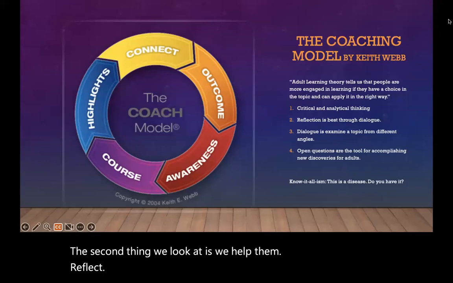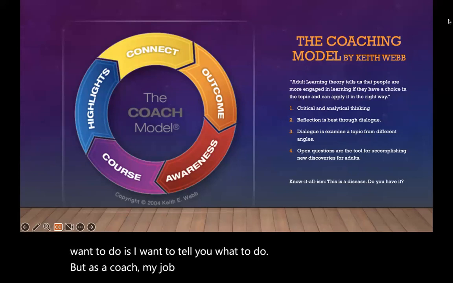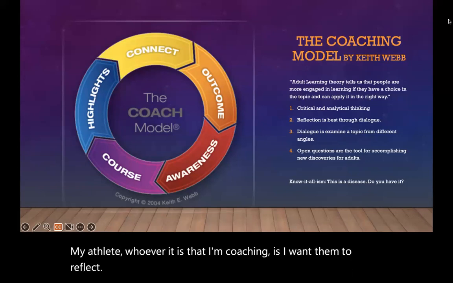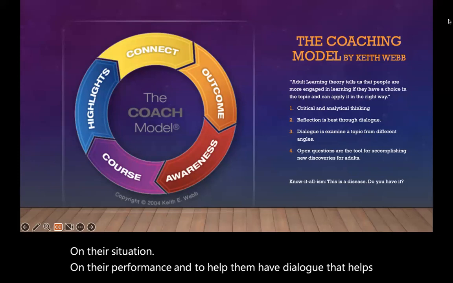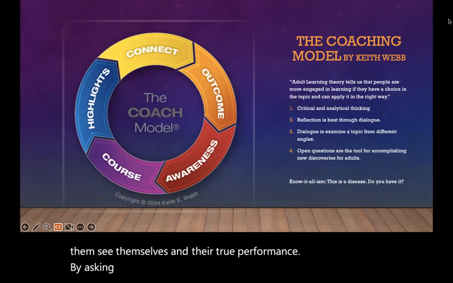Now, reflecting on things is very hard. As a coach, my job is to help my employee, my athlete, whoever it is that I'm coaching, to reflect on their situation, on their performance, and to help them have dialogue that helps them see themselves and their true performance by asking good questions, open-ended questions.